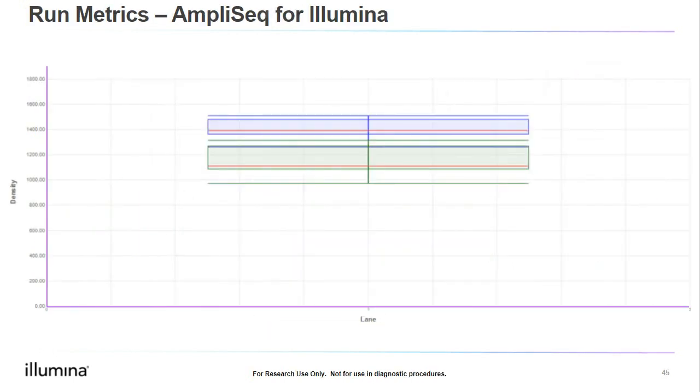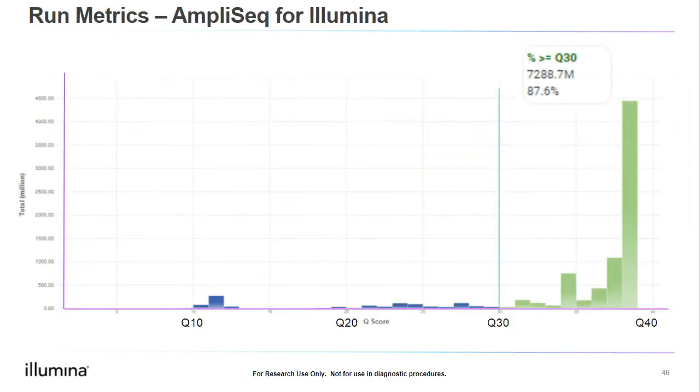We can now look at the clusters passing filter. The green box clusters passing filter is quite close to the blue, which is the raw density. The clusters passing filter for this run is about 82%. And last, we look at the quality for the run. We see that our Q30 percentage is at 87.6%, which is quite high and tells us that the data quality is good.